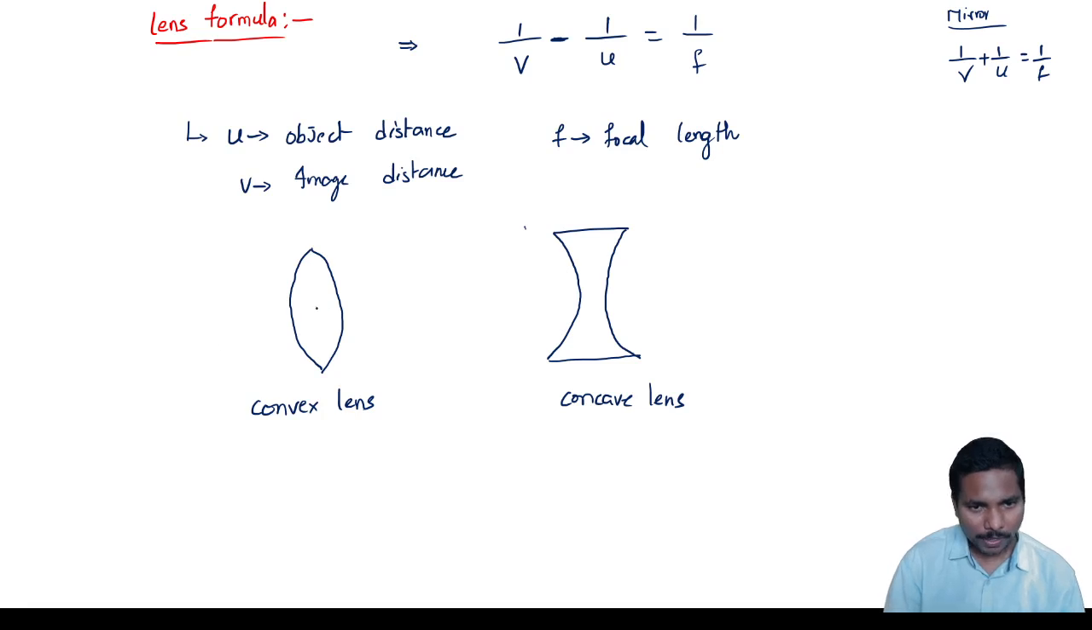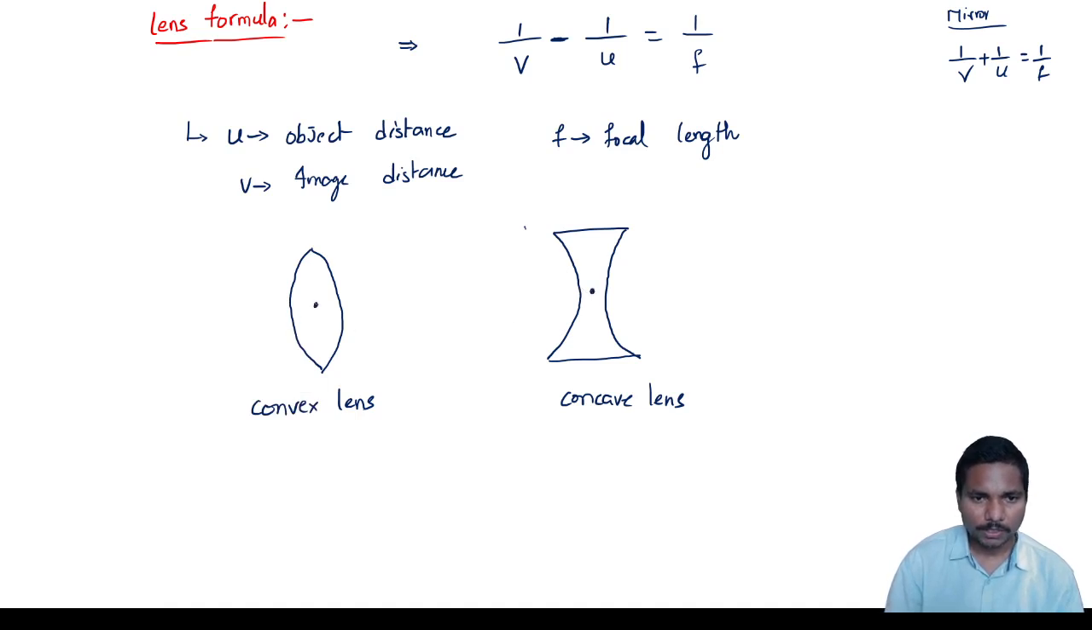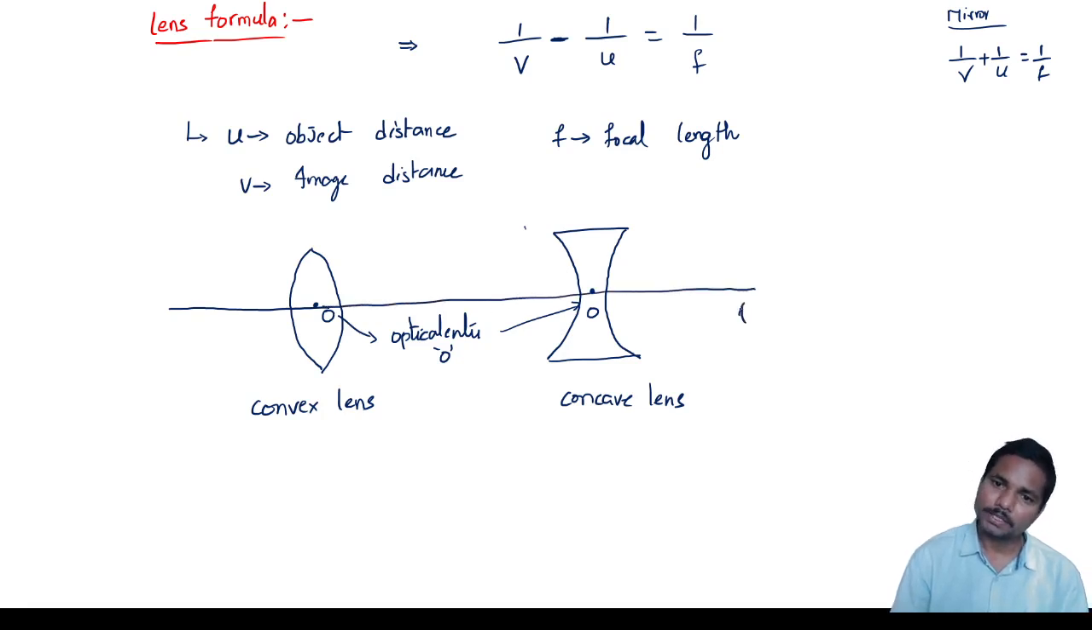In the same manner, here we have the center of the lens, that is nothing but the optical center O. The axis passing through the optical center is nothing but the principal axis, same as in a mirror.